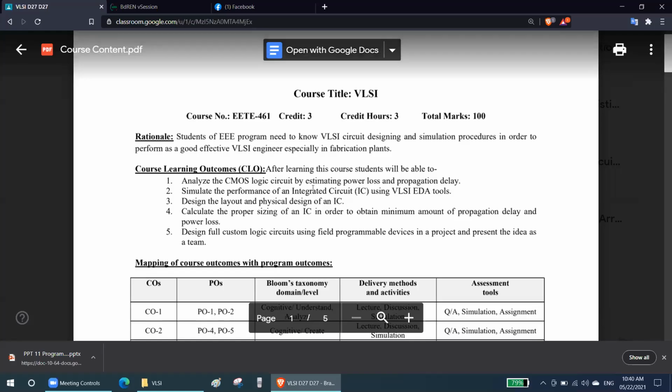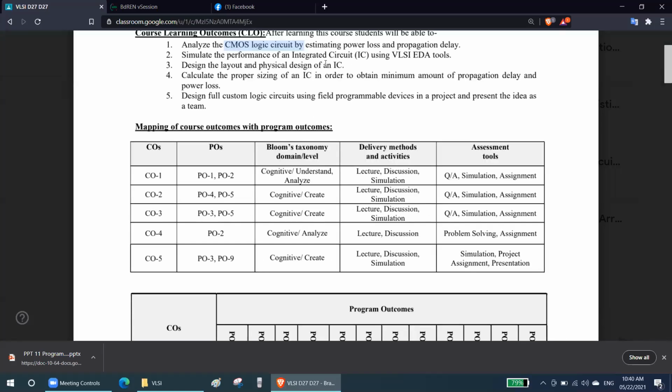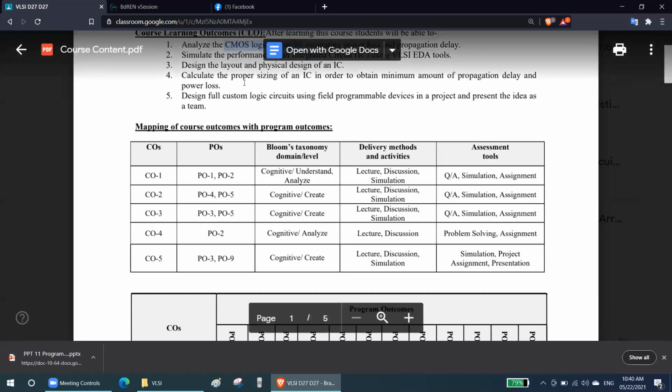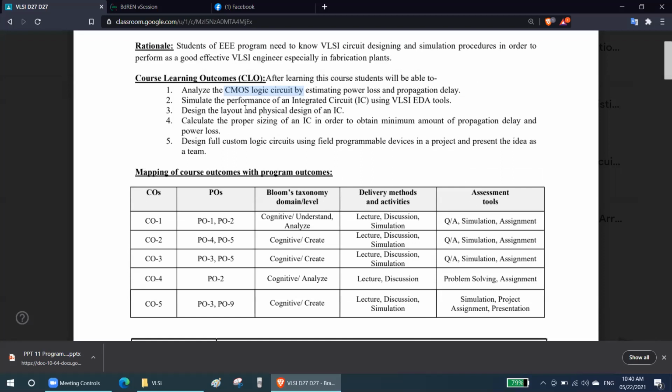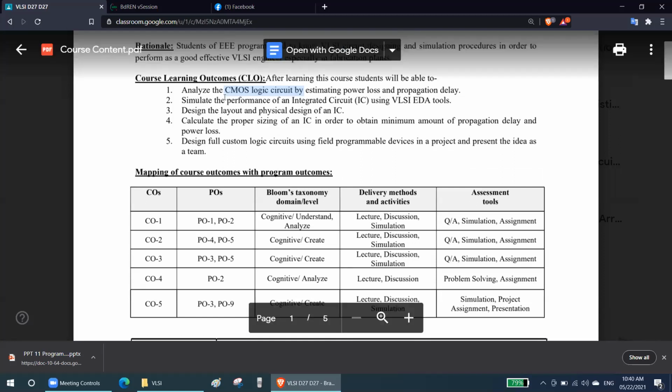In the course you can see the performance of an integrated IC. So how CMOS? Then you can see how to design the physical layout and the physical design of an IC. For that, you need to know how to design using CMOS.